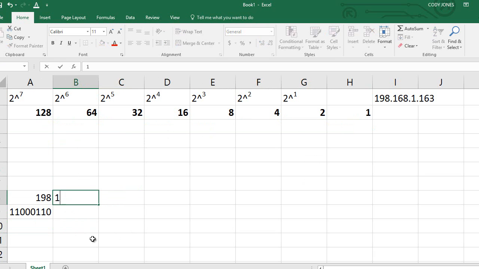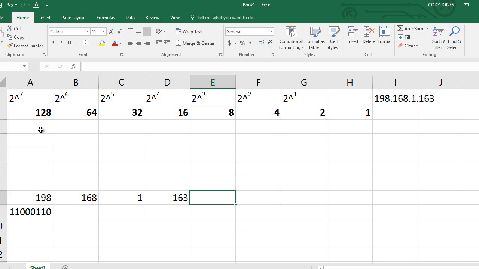So go 168.1.163. Okay, so the 168, I'm going to take this. Can I subtract 128 from 168? Yes, I can. So I'll place a 1 there. I'm left with 40. Can I subtract 64 from 40? No. So I have 0. Can I subtract 32 from 40? Yes. So I place a 1. That leaves me with 8.